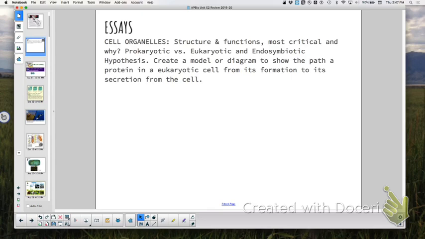Could you tell the difference between prokaryotic and eukaryotic cells and write to me about that? Yes? And how eukaryotic cells evolve from prokaryotic cells. Could you talk about the endosymbiotic hypothesis? All right, create a model or a diagram to show the path of protein in a eukaryotic cell from its formation to the secretion. We went over that as well.